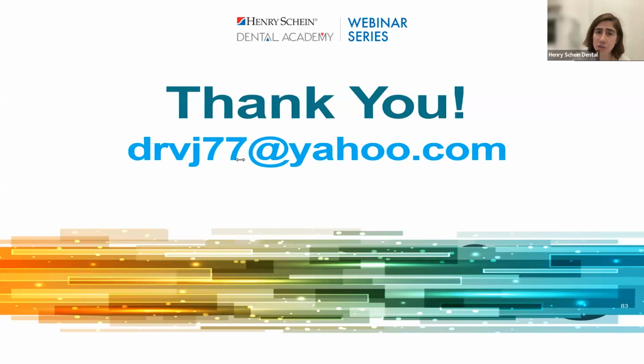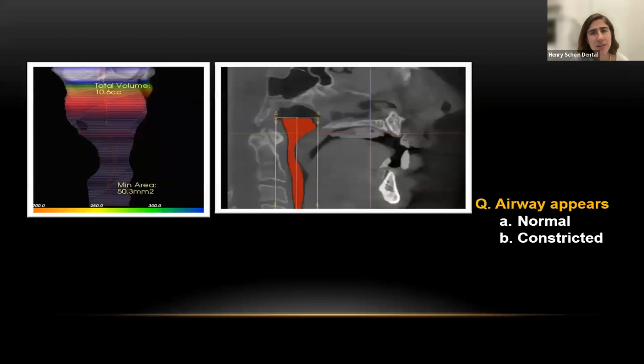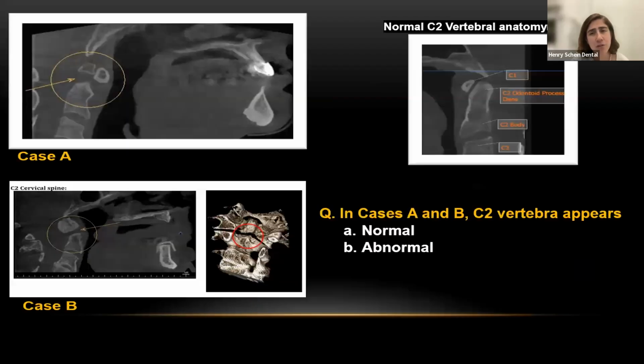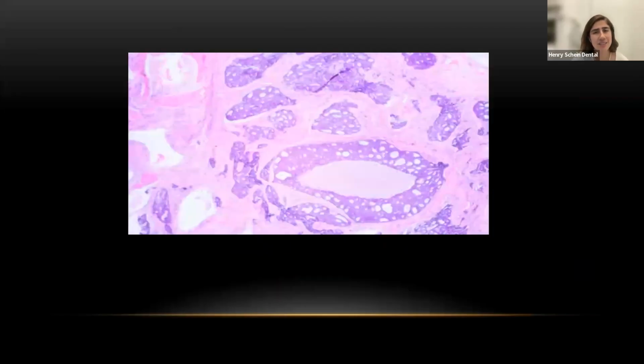And then we have a question from Dr. Barker. Can you speak more about the total volume and minimum area again? Also, the graphs that appear with the airway evaluation.